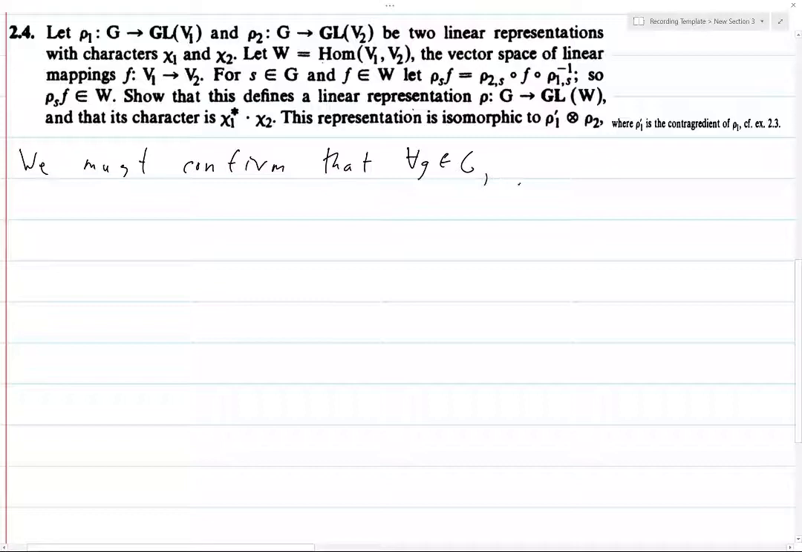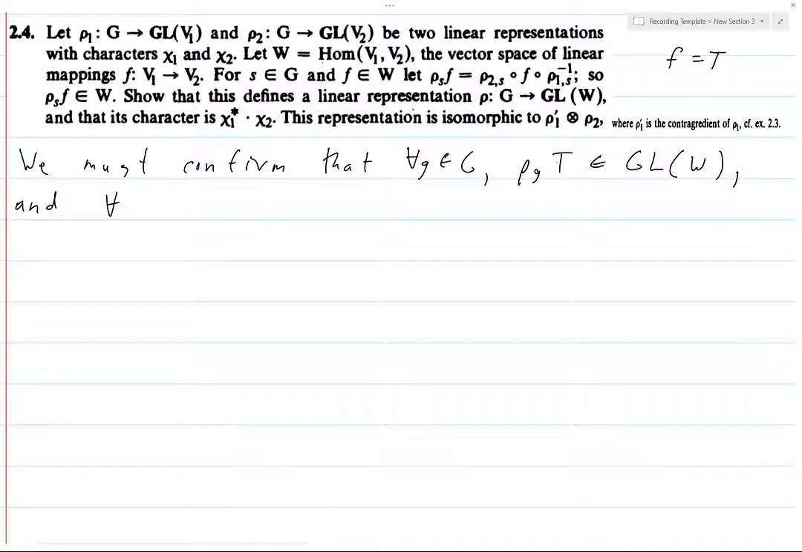rho g of t. Yeah, that's how he writes it. Okay, so we're going to have f equals t, because that is how I wrote it in this problem. And again, like I said, I'm not going to change this. This is in GLW, where W is, okay, we're using the same notation, that's good. And so we need to know that rho g t is in the general linear group on this Hom space.